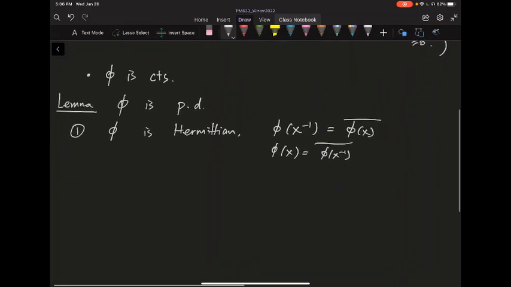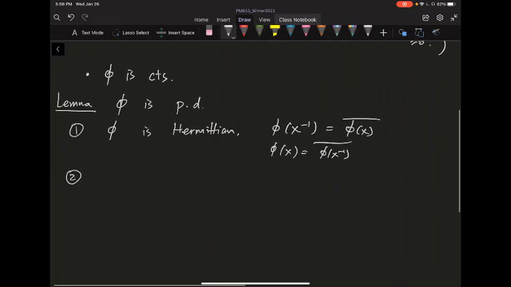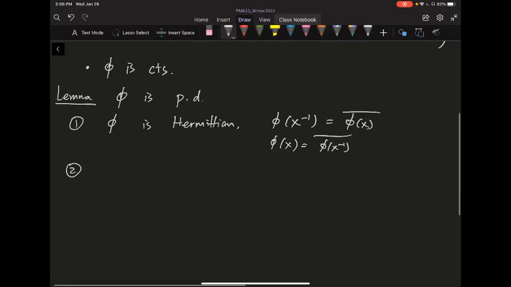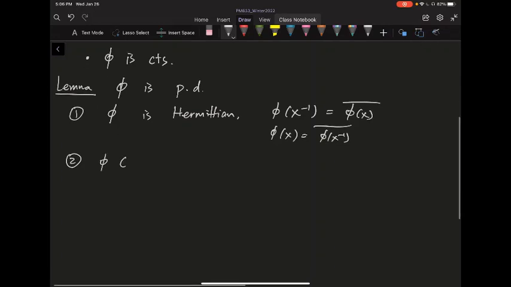They're equivalent. All right, and second of all, whenever you have something positive definite, then phi has to be inside L infinity of G, okay? It's bounded. And what did I mean by bounded?